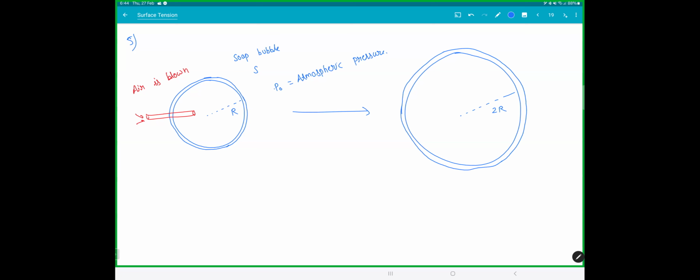You get the question? You took a soap bubble, you kept a straw and you blew air and you made a bigger soap bubble. So the soap bubble is blown from r to 2r radius. Find the work done by external force. So how much work did you do in order to do this? It didn't pop, so don't worry about that.